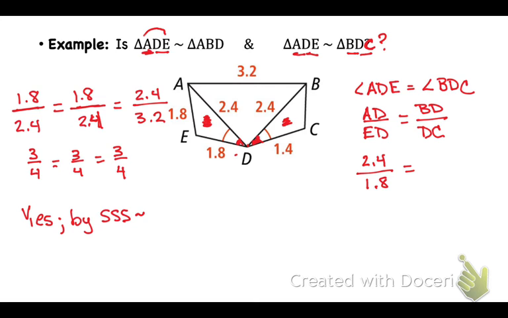Oh, BD, yes. Sorry. 2.4. Sorry, I just said the wrong thing. And DC. 1.4. Well, we obviously know they are not going to be equal, correct? Because if the numerators are equal and the denominators are not, they cannot reduce. But we do need to reduce them.